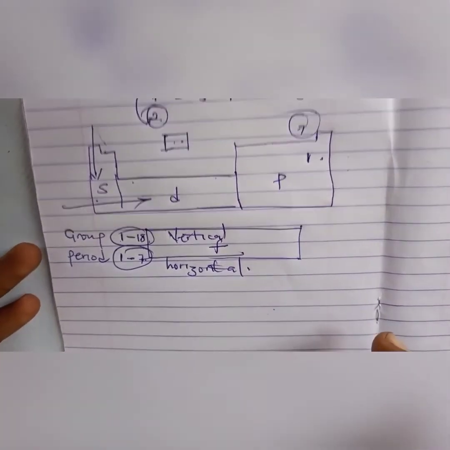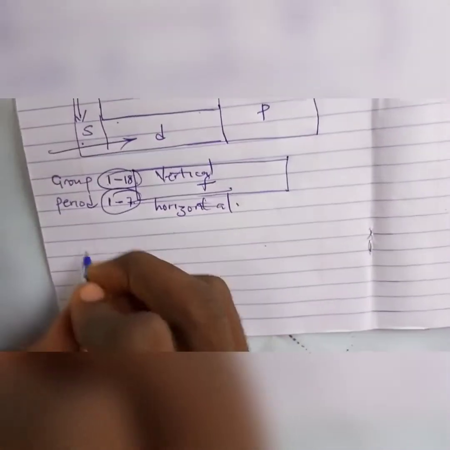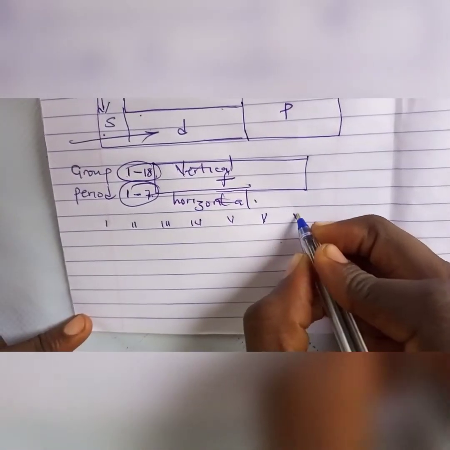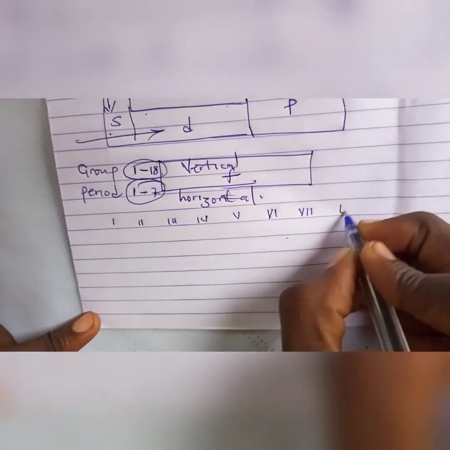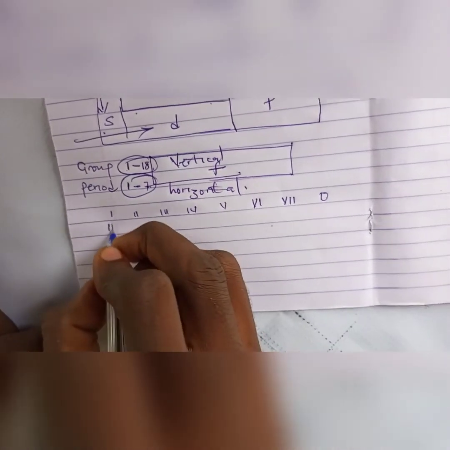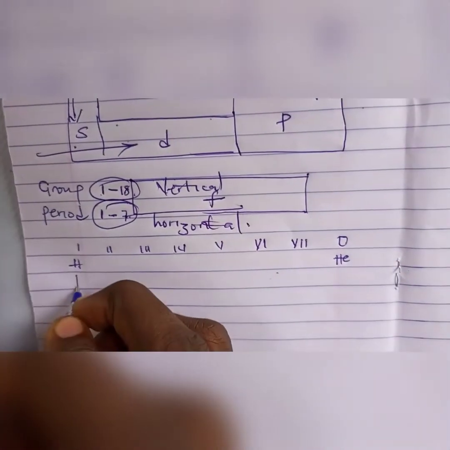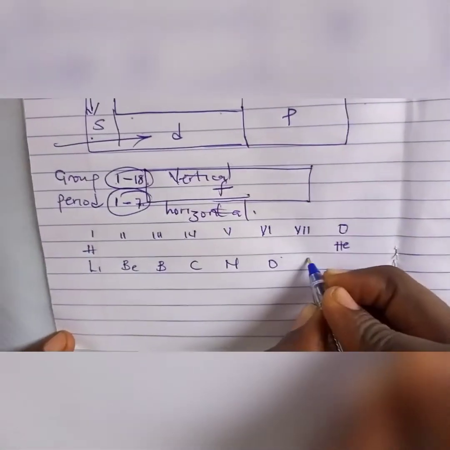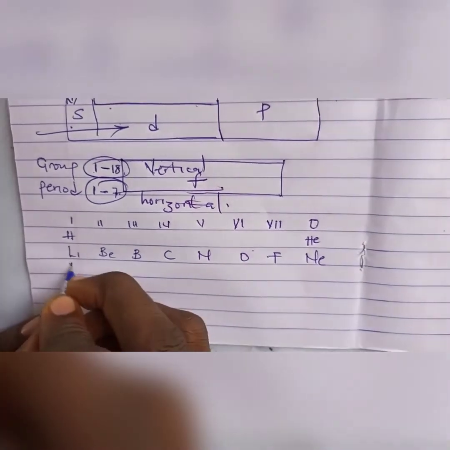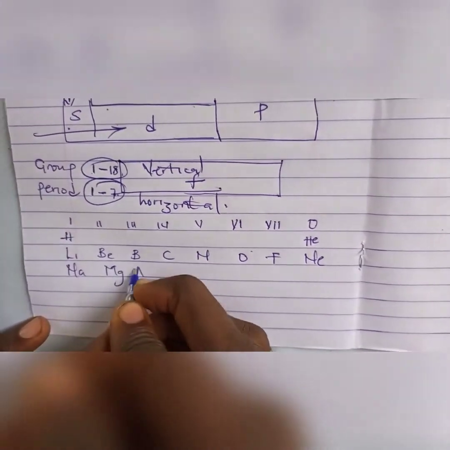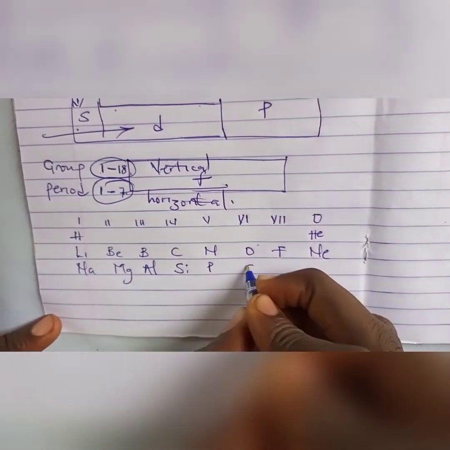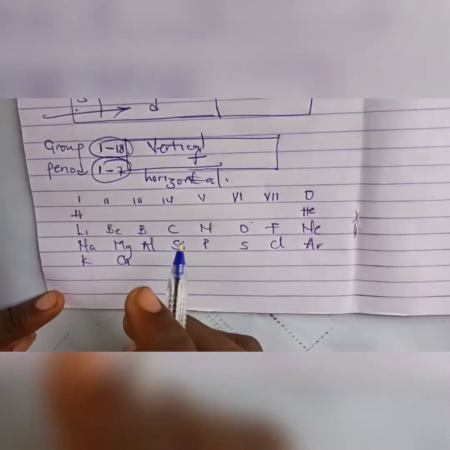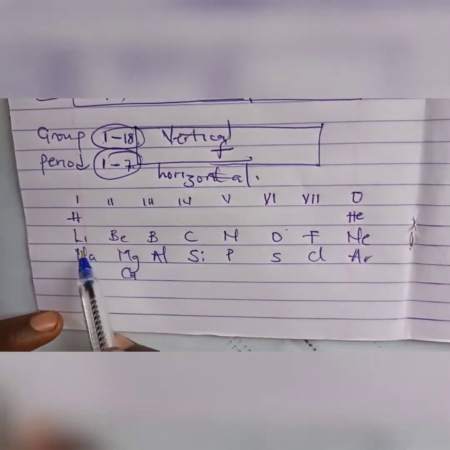So let me just give you a periodic table for the first 20 elements. We have group 1, group 2, group 3, group 4, group 5, group 6, group 7, and group 0. You have your hydrogen, then you come here to write your helium. We have our lithium, beryllium, boron, carbon, nitrogen, oxygen, fluorine, neon, sodium, magnesium, aluminium, silicon, phosphorus, sulfur, chlorine, argon, potassium, and calcium.